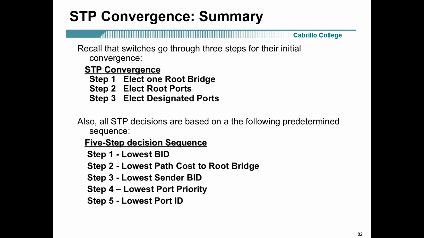So let's do a convergence summary. The big thing is, for STP convergence, the 3 steps: it must elect one root bridge, it must elect root ports, it must elect designated ports. Also, STP decisions are based on the following 5 steps: lowest BID, lowest path cost to root bridge, lowest sender BID, lowest port priority, lowest port ID. Those are the 5 decision sequence steps that you need to know.